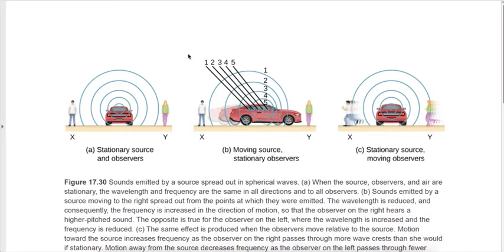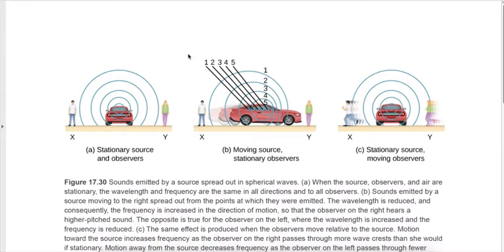Okay, let's talk about the Doppler effect. We've all heard of the Doppler effect. You're sitting at a train crossing and the train's coming towards you, and you can hear the whistle of the train. And then, right as the train passes you, it sounds like the pitch drops suddenly.